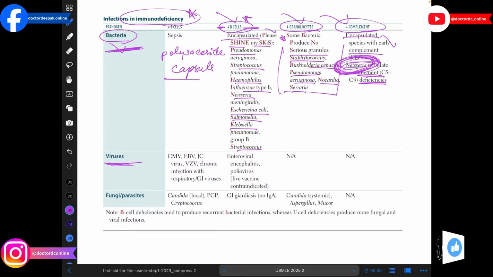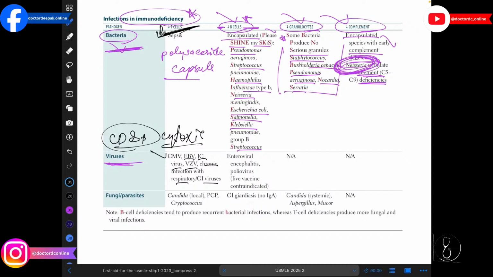B cells have not as much effect on viruses in recurrent infection, but some viruses also cause infection in the absence of B cells, such as enteroviral encephalitis and polyovirus. And in a patient with decreased B cells, live vaccines are contraindicated.